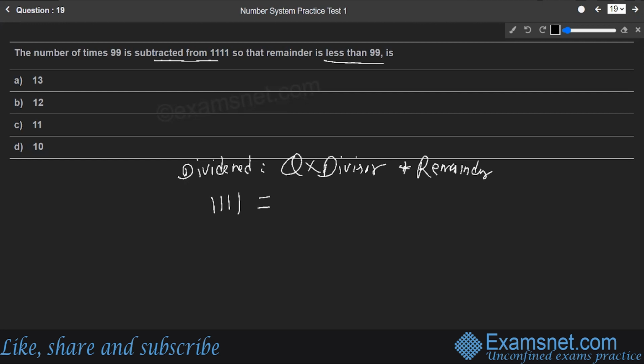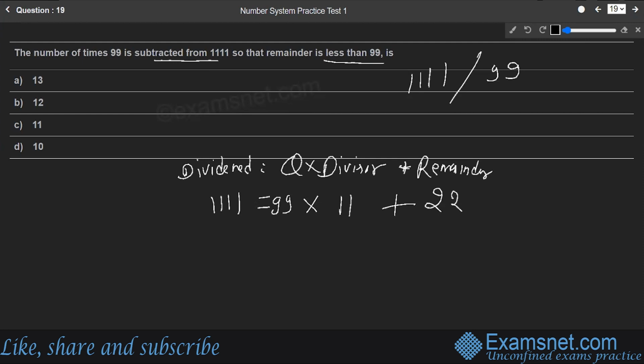So if 99 is continuously getting subtracted, the 99 is actually dividing the number. Okay, so we need to divide this 1111 by 99. If we divide 1111 by 99, we're going to get the quotient value as 11. That is 99 into 11. And how much is the remainder that we're going to get? We're going to get the remainder as 22.